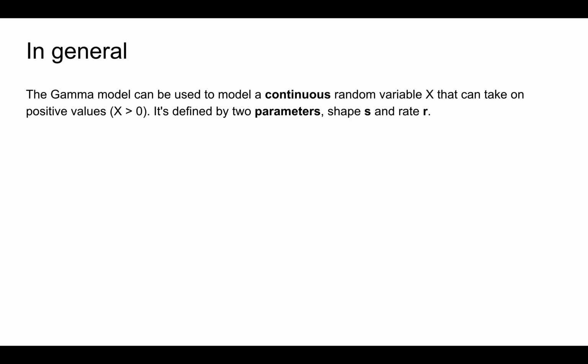In this video, we'll explore a common continuous probability model, the gamma. In general, the gamma model can be used to model a continuous random variable x that can take on positive values, that is, x is greater than 0. It's defined by two parameters, the shape s and rate r.